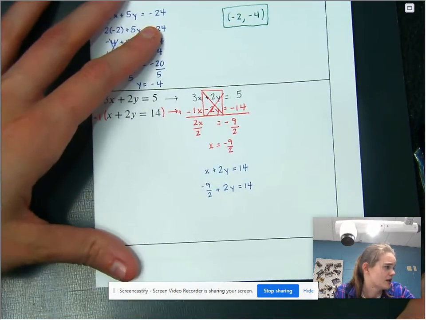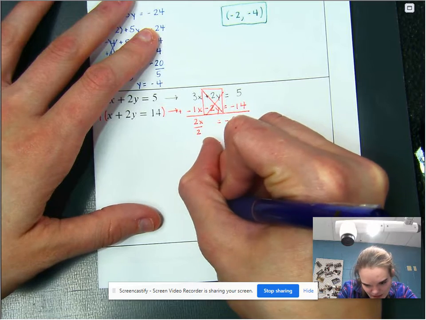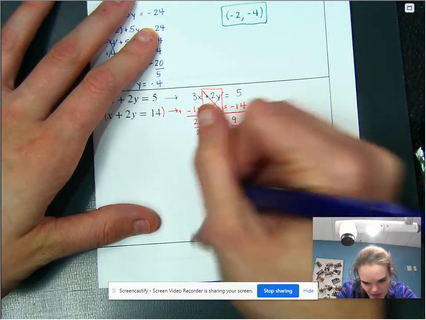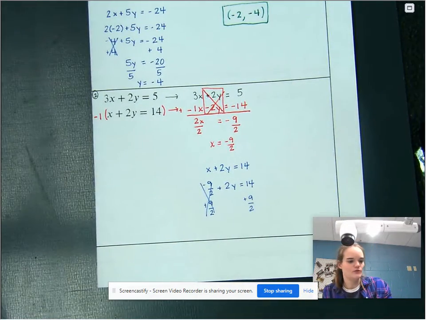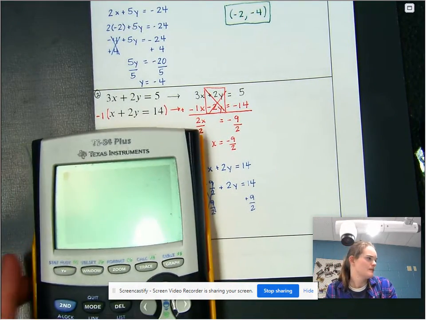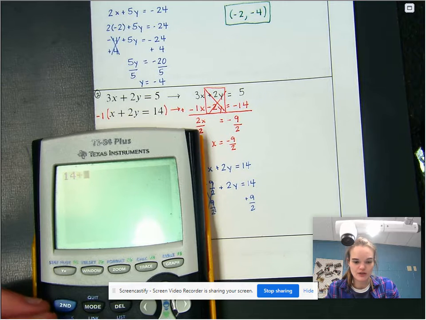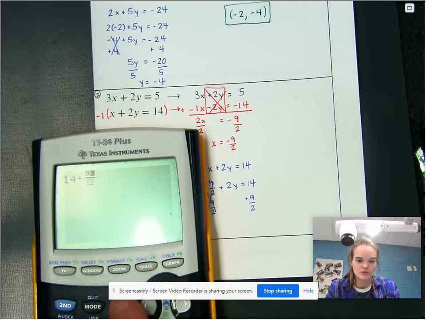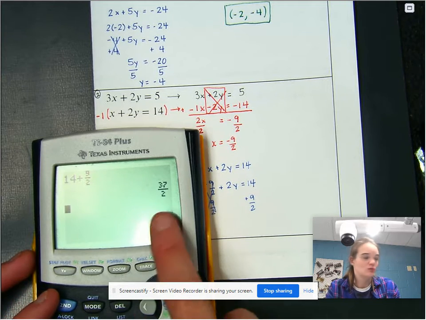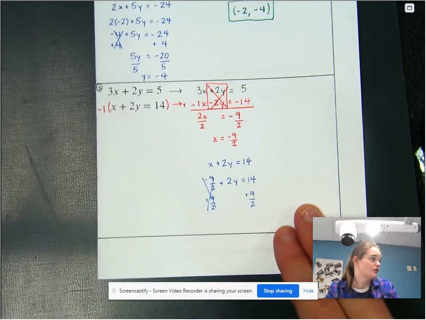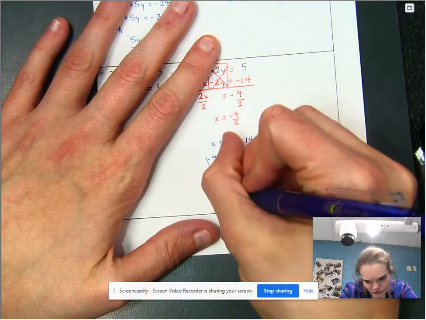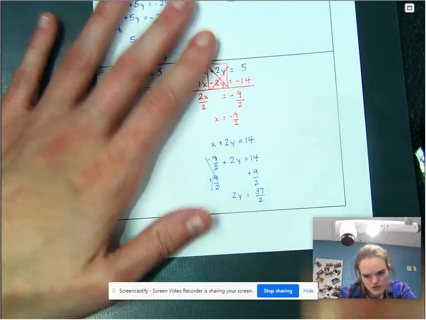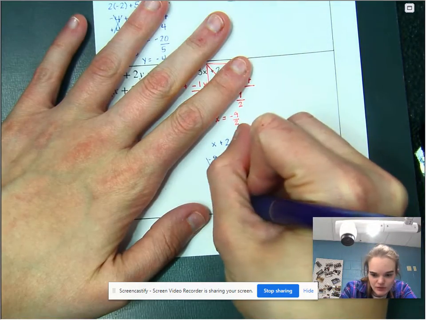Don't freak out about the fraction. Add 9 over 2. If you don't know how to add the fractions, your calculator will do it for you. 14 plus 9 over 2 gives you 37 over 2. Still fine. 2y equals 37 over 2. And then you're going to divide by 2.